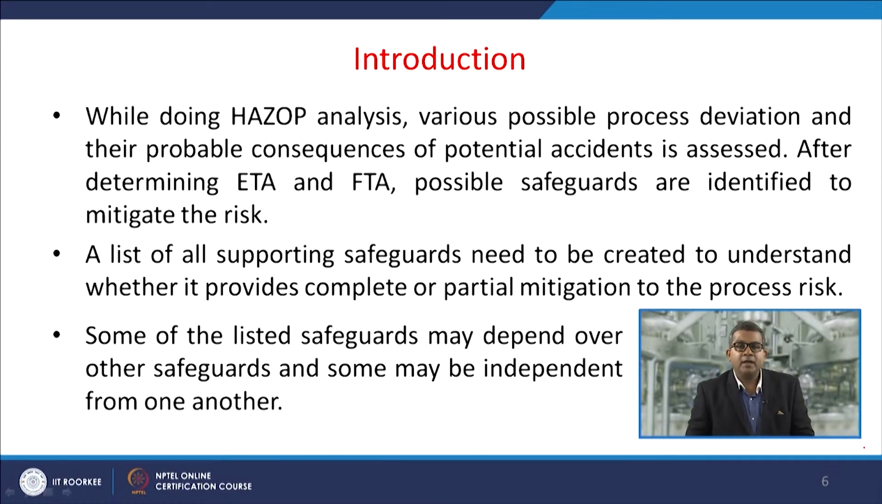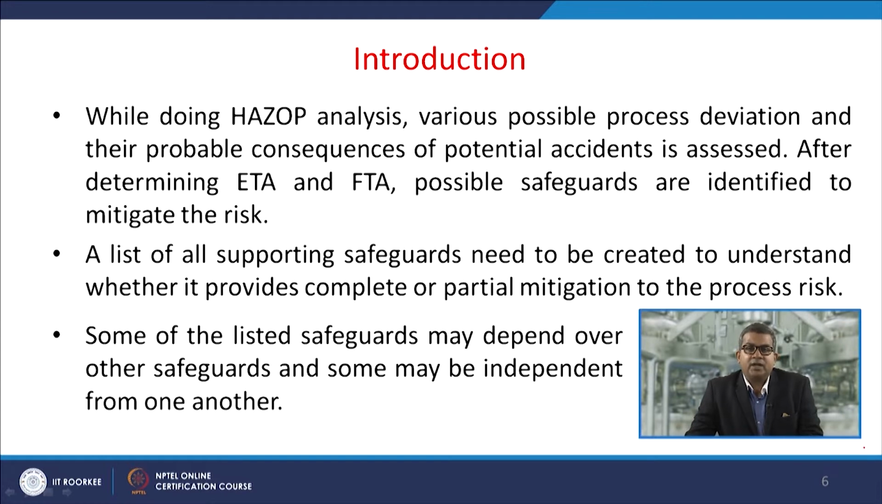While performing any kind of HAZOP analysis, various possible process deviations and their probable consequences of potential accidents are assessed. Based on your previous knowledge, this assessment is carried out. Now, after determining the event tree analysis and fault tree analysis, the possible safeguards are identified to mitigate the risk, because ultimately the mitigation of the risk is our prime motto. So, a list of all supporting safeguards needs to be created to understand whether each provides a complete or a partial mitigation of the process risk. In case it provides complete mitigation, then it is of very good use, and if it provides partial mitigation, then again we need to take further steps.